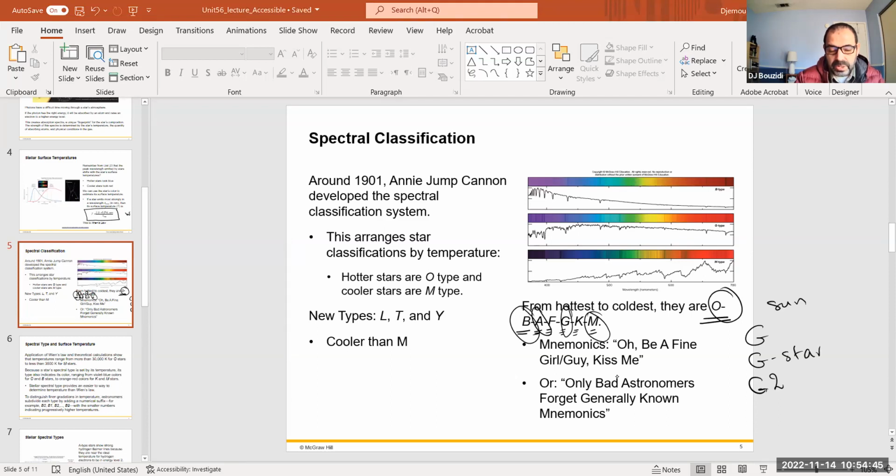There is another way: only bad astronomers forget generally known mnemonics. So this is a mnemonic to remember the classification. Again, there are other finer classifications that appeared later on for even lower temperatures than the M classification. These are the L, T, and Y, and those are extremely cool temperatures. As a matter of fact, those Y stars are actually cooler than some of the planets. They formed in regions by themselves, and they either evolved for a long time or they are too small to have nuclear reactions in their cores.